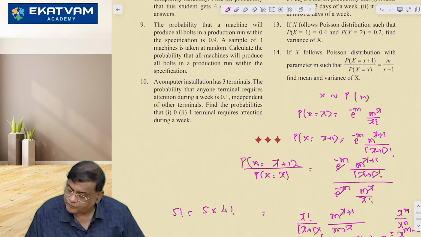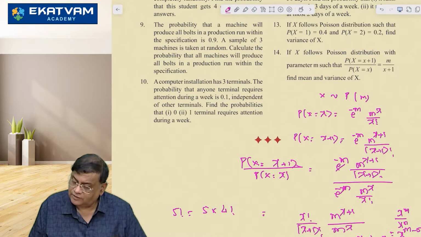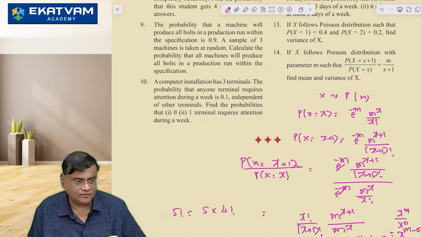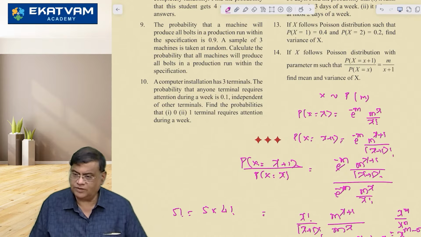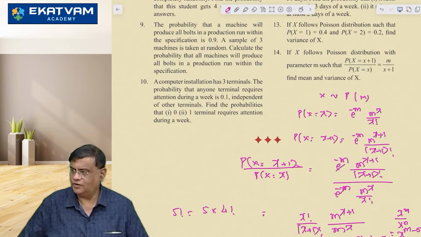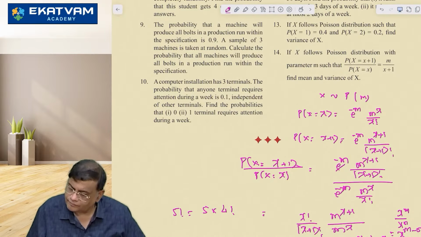Understood? And then find the mean and variance. So mean and variance is m only. For Poisson distribution they are equal, so mean equal to variance equal to m. That's it. Understood?